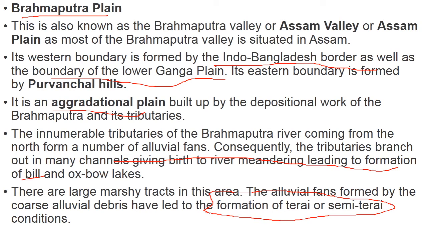The alluvial fans formed by the coarse alluvial debris have led to the formation of Tarai and semi-Tarai conditions. Tarai and semi-Tarai conditions mean near the foothills of the Himalaya. This is a swampy type of land. Such type of land has been observed in the Brahmaputra plain.